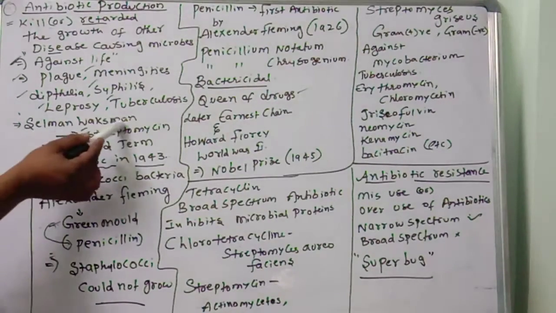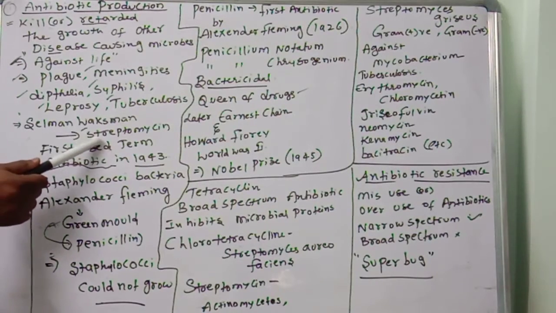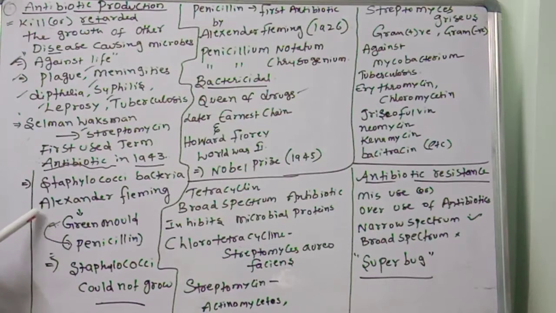Next, Selman Waksman, a scientist, first discovered streptomycin and first used the term antibiotic in 1943. Alexander Fleming was doing research on Staphylococcus bacteria. Suddenly the growth of bacteria stopped in his petri plate, and in that place green mold was growing. Where the green mold grew in that petri plate, the Staphylococcus bacteria did not grow. That means the green mold has some power to control the growth of bacteria.